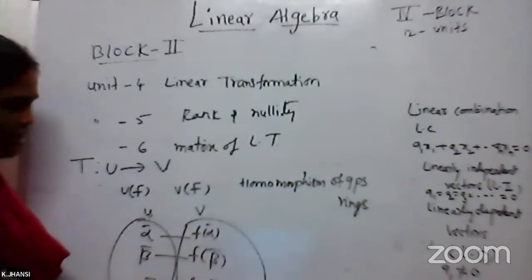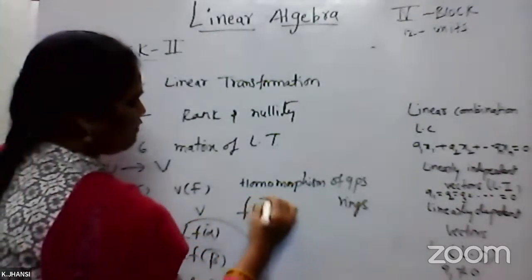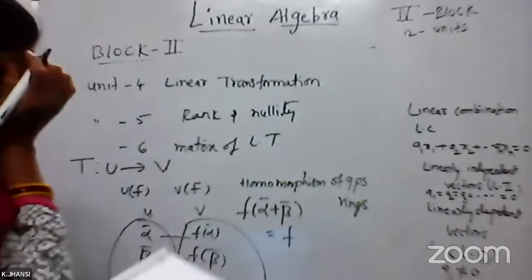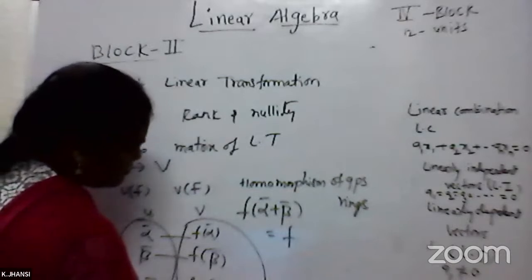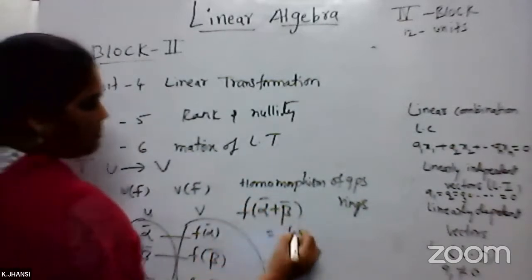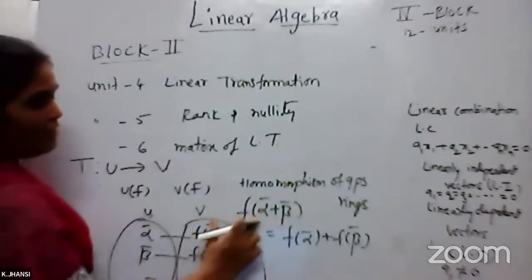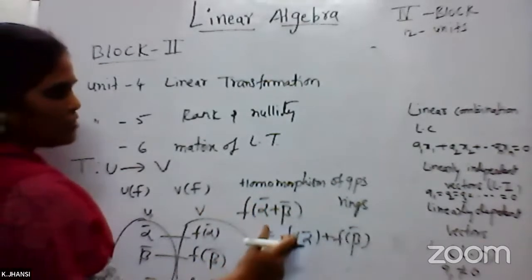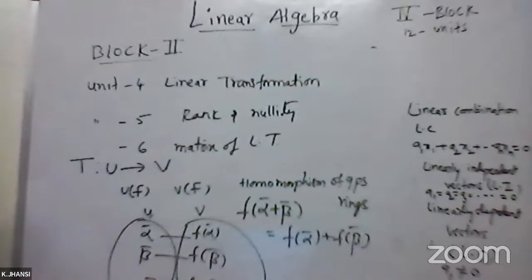So the main thing is f of alpha bar plus beta bar equals f of alpha bar plus f of beta bar. Whenever you write like this, it is called a homomorphism. F of alpha bar plus beta bar equals, that means you are separating it, f of alpha bar plus f of beta bar. So from this we get the definition of the linear transformation. Okay.